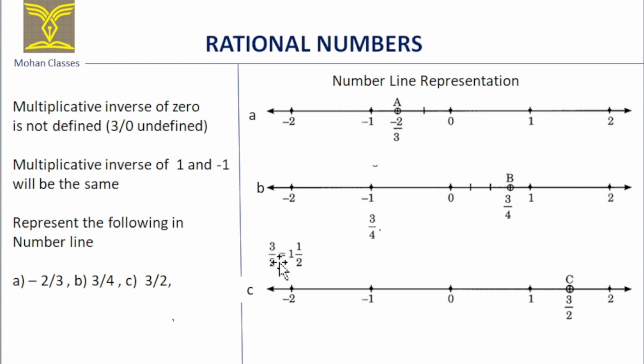And what about 3 by 2? 3 by 2 is an improper fraction. If you simplify the improper fraction, you will get the mixed fraction 1 and 1 by 2. So it is also a positive rational number. Therefore it is going to come on the right hand side of the 0. 1. This denominator is 2. Therefore this 1 to 2 should be divided into 2 equal parts. Here at the point C, 3 by 2 will be represented. It's clear?